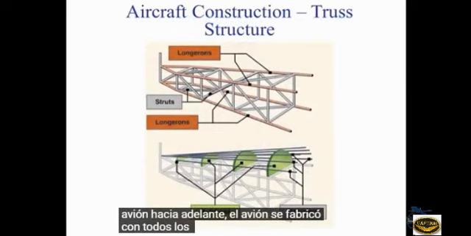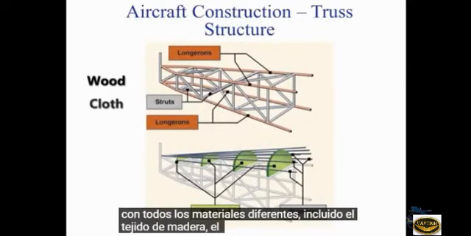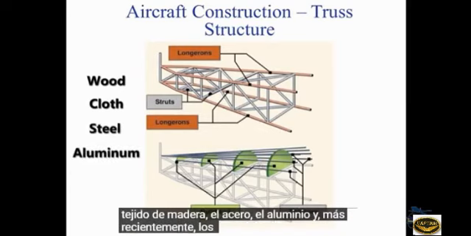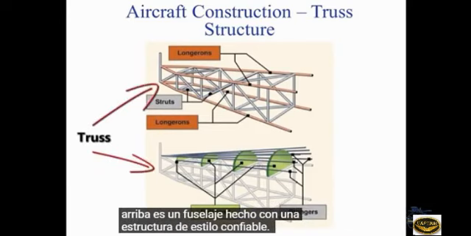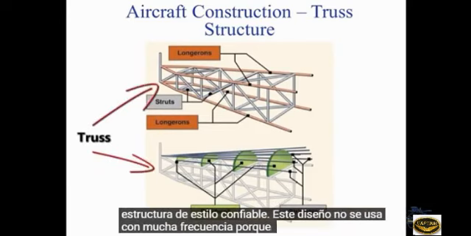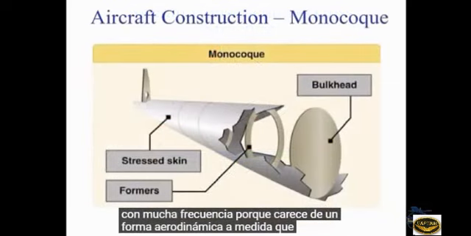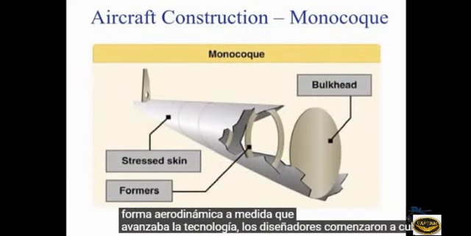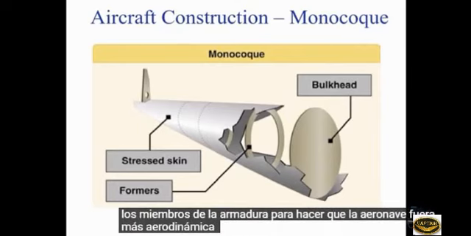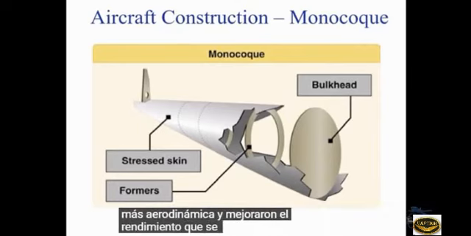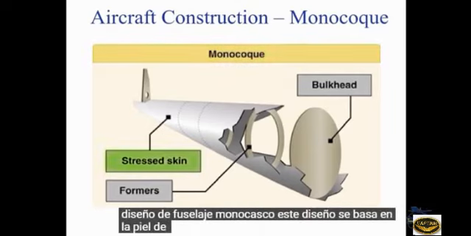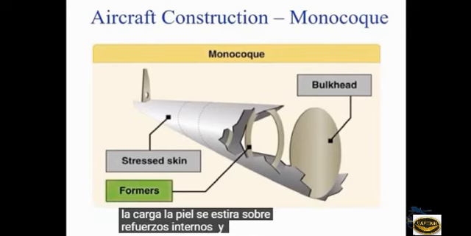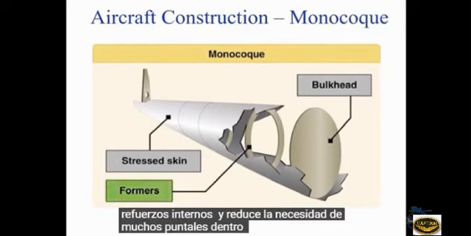Aircraft have been made from all different materials, including wood, cloth, steel, aluminum, and more recently, composite materials. Pictured above is a fuselage made from a truss-style structure. This design is not used very often because it lacks a streamlined shape. As technology progressed, designers started covering the truss members to make the aircraft more streamlined and have improved performance. Shown above is a monocoque fuselage design. This design relies on the skin of the aircraft to take most of the load. The skin is stretched over internal bracing and reduced the need for many struts inside the wing.